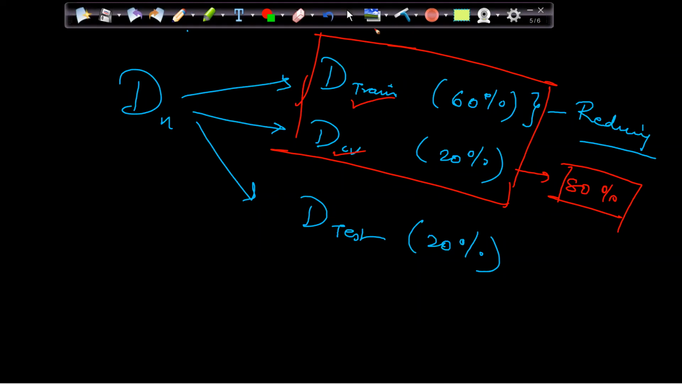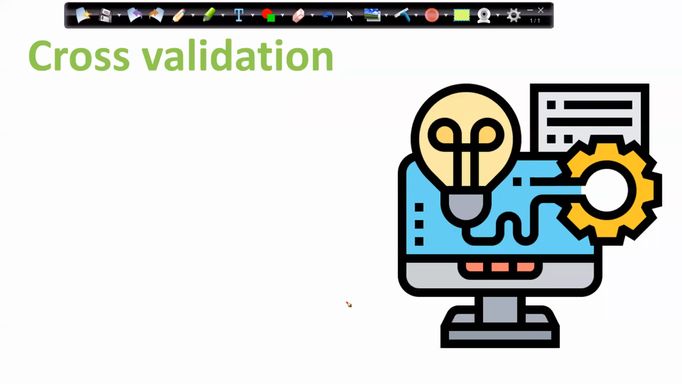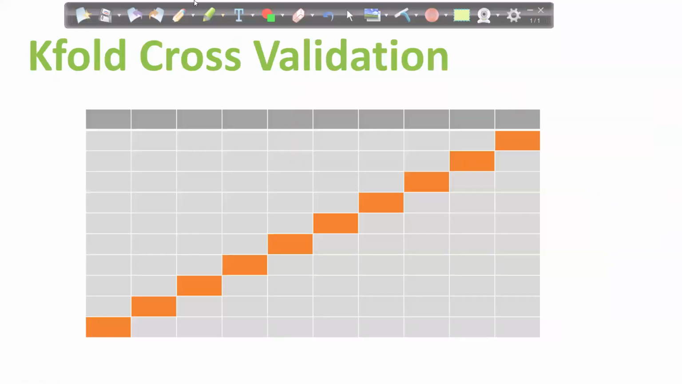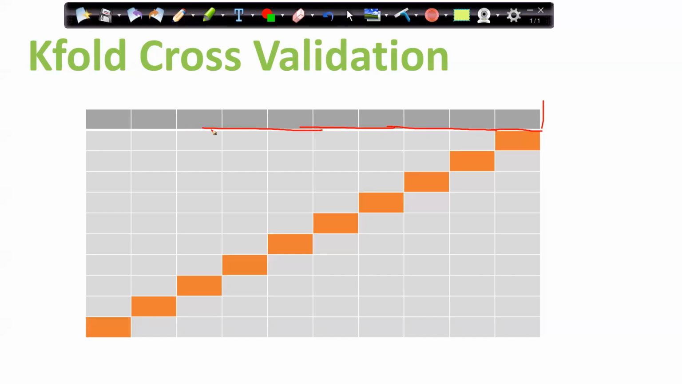Let's try to understand that solution. That solution is known as k-fold cross validation, right? This solution is known as k-fold cross validation, which is again a very interesting concept. Let's try to understand that. Let's assume that this is my data. This is my D train data, right? I split the data into train and test only, right? I am not splitting the data into cross validation.